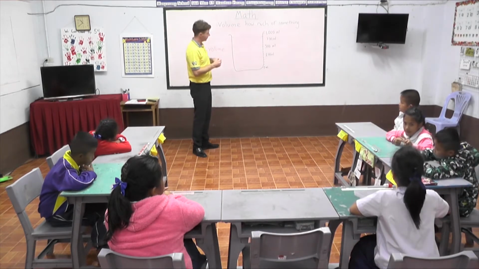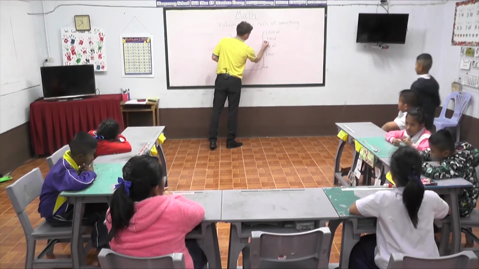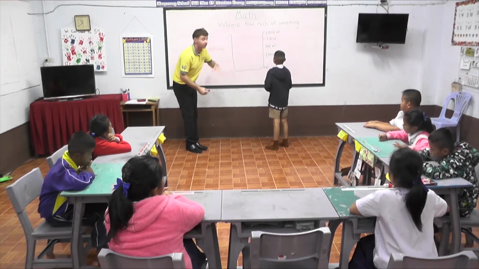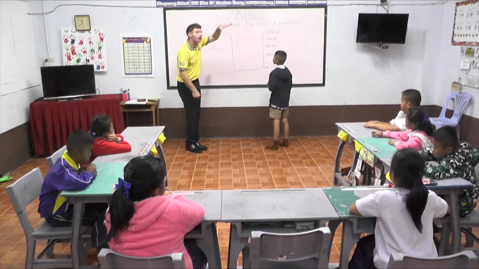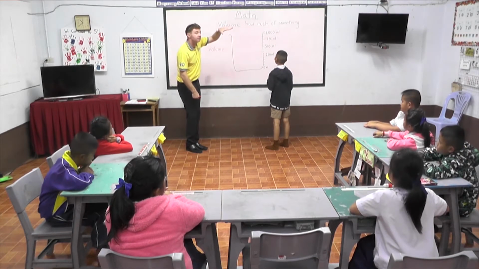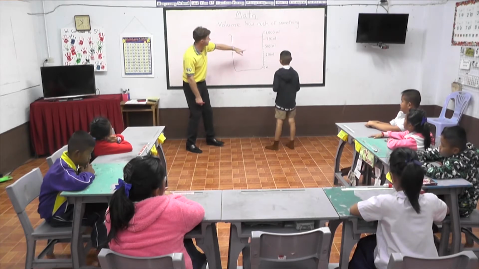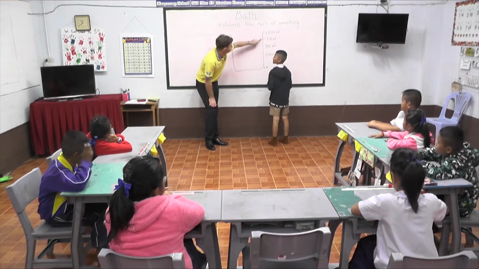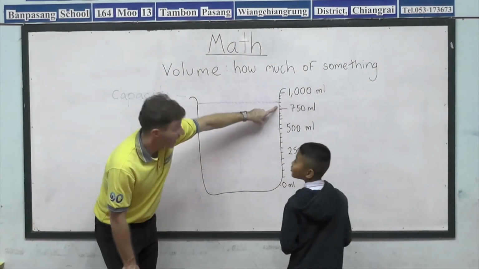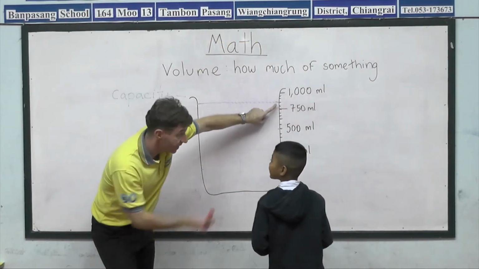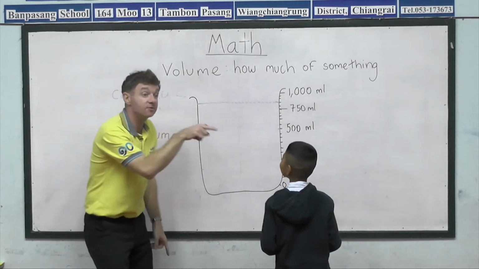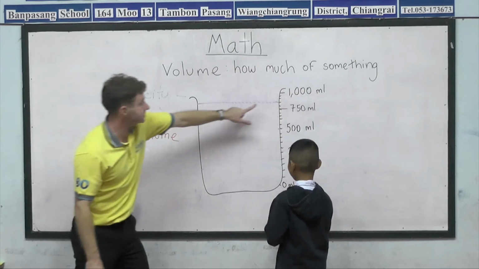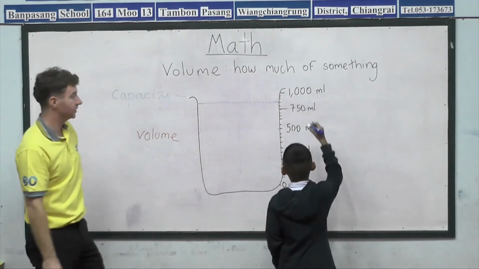So remember, here we have 750. But each time it goes up by how many? 50 milliliters each time. So here we have 750. What will this be? 850. 800 and then 50. 850. So we can say the volume is, can you write here for me?